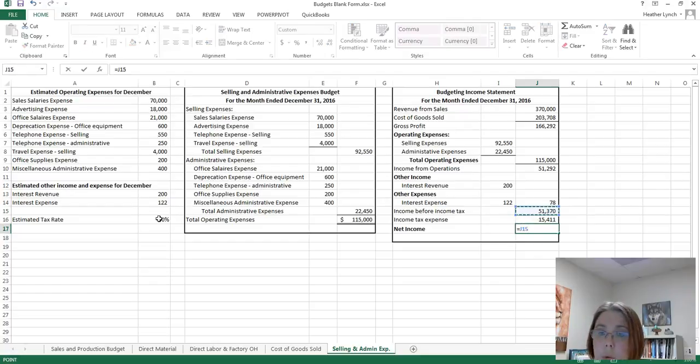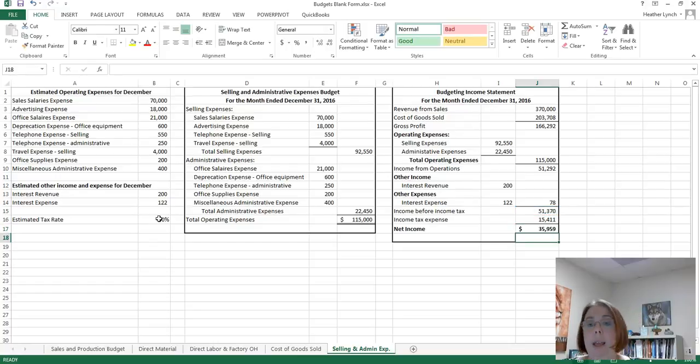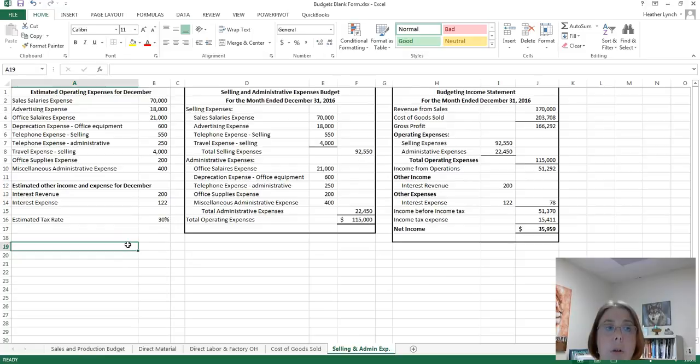So we take the difference between our income before income taxes and our income tax expense, and we have net income of $35,959. And that completes a sales, production, a direct material, direct labor, factory overhead, a cost of goods sold, selling administrative expenses, and a budgeted income statement. And these are budgets. This is an estimate. Okay, this is what companies go through when they're trying to determine what their net income is going to be. I will be doing a video later on the cash budget, so I look forward to having you listen. Thanks.